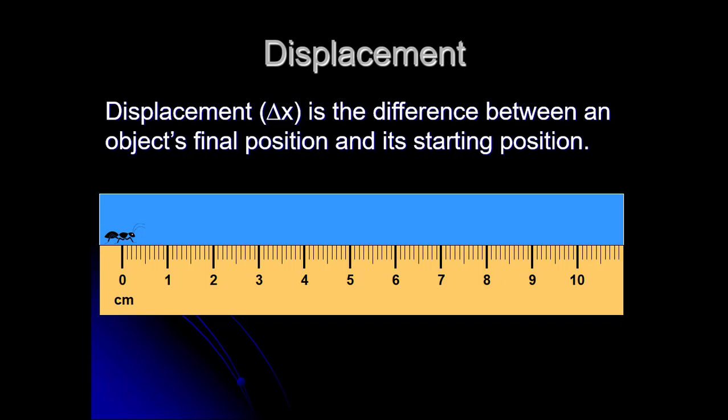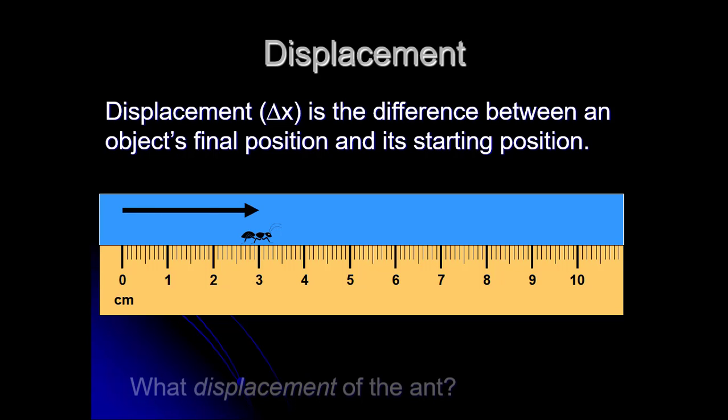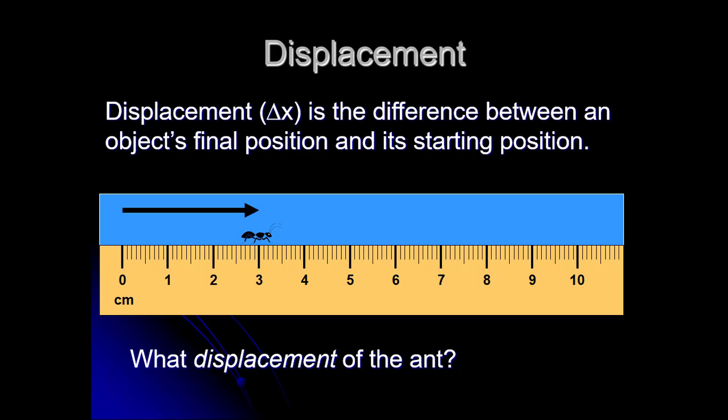Displacement is the difference between an object's final position and its starting position, and it is a vector. So when we describe the displacement of our ant, he's going to go from 0 centimeters to 3 centimeters, but we have to include the direction. So the displacement of the ant is going to be positive 3 centimeters because he moved in the positive direction.